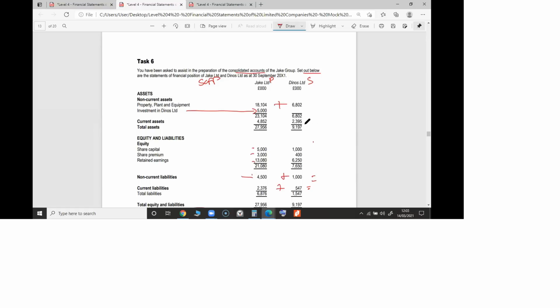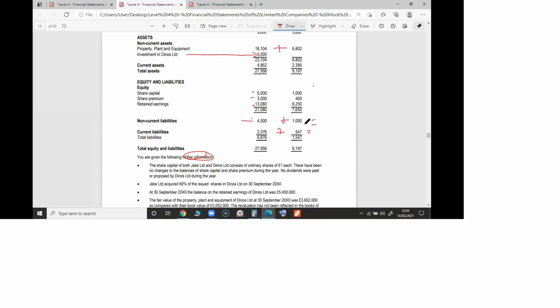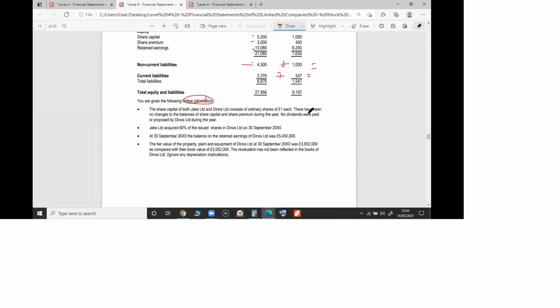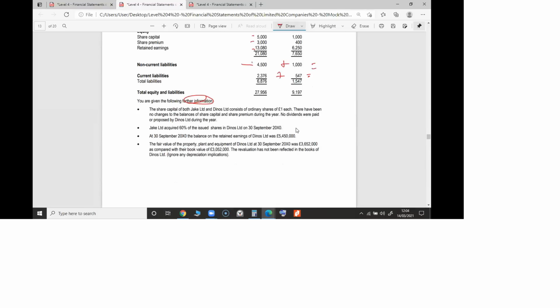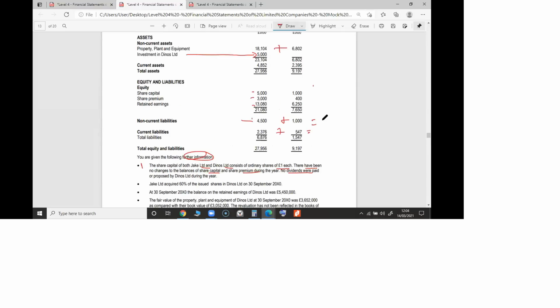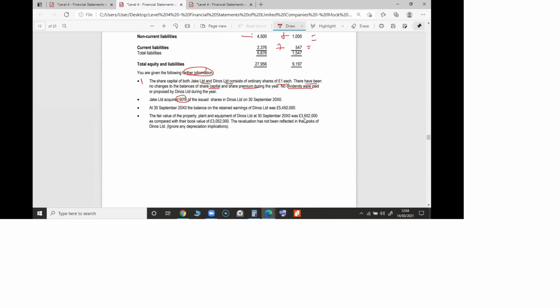Okay, now let's keep checking the question. We have checked the statement of financial position already. I'd like to go over the further information, 1, 2, 3, 4. Yeah, 4 pieces of further information are given. Number 1, the share capital of both Jack Limited and Dino Limited consists of ordinary shares of 1. There have been no changes in the balance of the share capital or the share premium. No dividends were paid or proposed. That's simple. Whatever was at the beginning was at the end as well. So share capital and share premium are unchanged from the subsidiary's point of view as well. Jack Limited acquires 60% of the issued share capital of Dino. So P acquires 60% of S, the subsidiary.